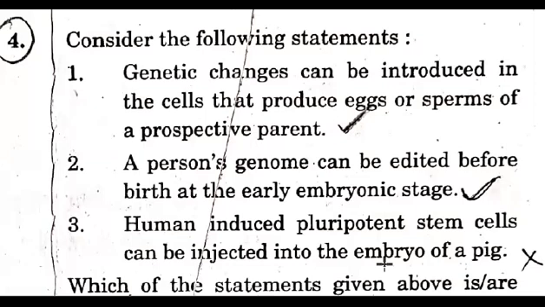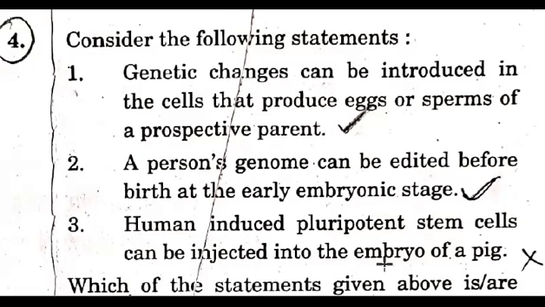So this transplantation study is basically asking whether human induced pluripotent stem cells can be injected into the embryo of a pig. Recently, it has been said that human pluripotency, the recombination technology, has been successful in the case of an embryo of a pig. So 3 is also a correct option.